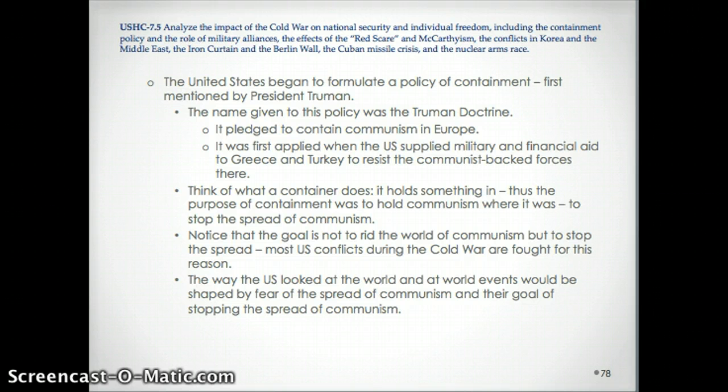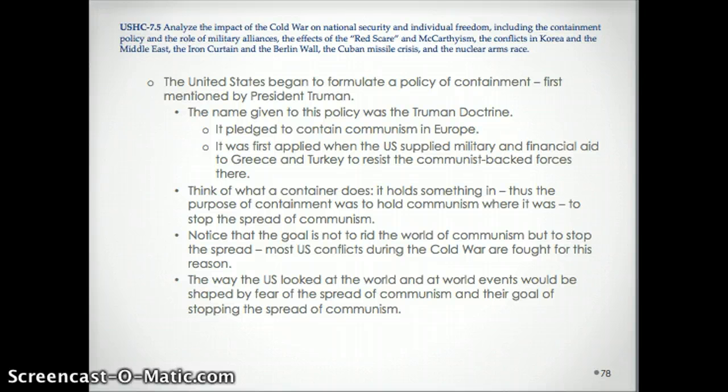To understand containment, think about what a container does. It holds something in. So the whole purpose of containment is to hold communism, to keep it from spreading. Notice that the goal is not to rid the world of communism, but to stop the spread of communism. Most U.S. conflicts during the Cold War were fought for this reason. That's true in Korea, it's going to be true in Vietnam.